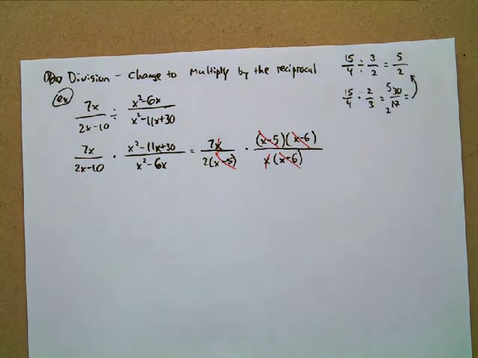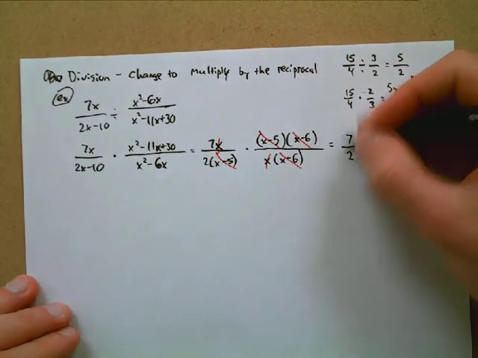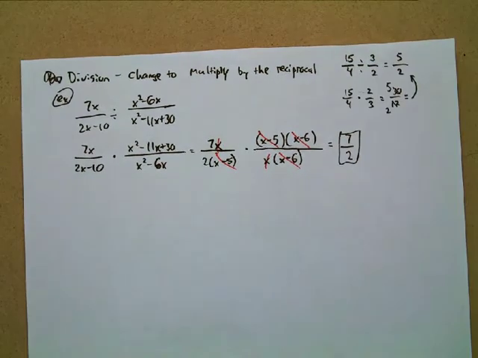What's left? What do we have at the end here? 7 halves. 7 over 2. That simplified very nicely. Very nicely.